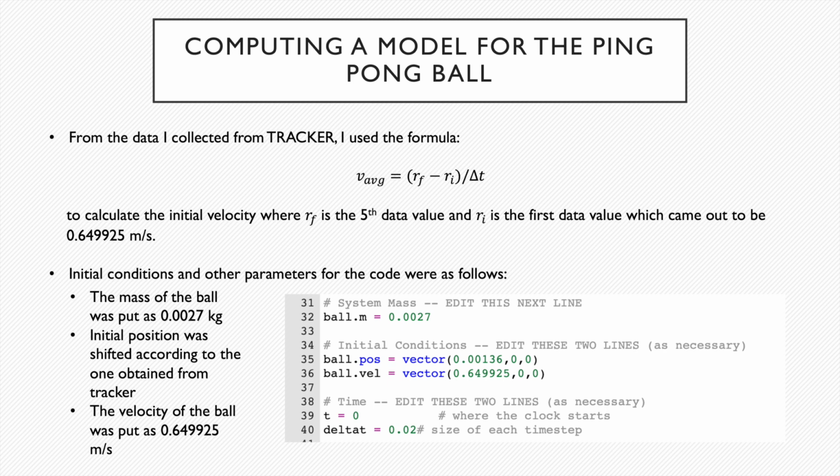Now, computing a model for the ping pong ball. From the data that I collected from the tracker, I used the formula below to calculate the initial velocity. Here, r_f is the fifth data value, and r_initial is the first data value, and the average velocity came out to be 0.649925 meters per second. The initial conditions and other parameters of the code were as follows. I put the mass of the ball, then the initial position was shifted according to the one obtained from the first data reading from the tracker, and the velocity of the ball was put as the initial velocity that I obtained before.